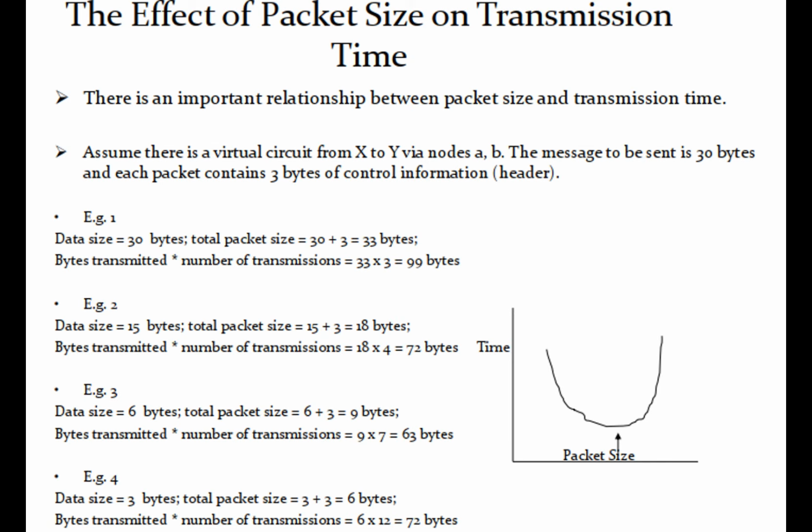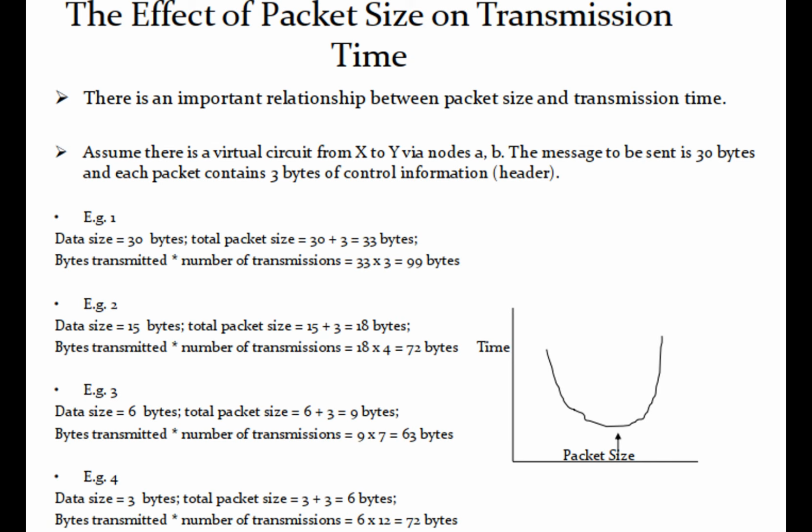Bytes transmitted times number of transmissions equals 33 x 3 equals 99 bytes. Example 2: data size equals 15 bytes, total packet size equals 15 plus 3 equals 18 bytes. Bytes transmitted times number of transmissions equals 18 x 4 equals 72 bytes.